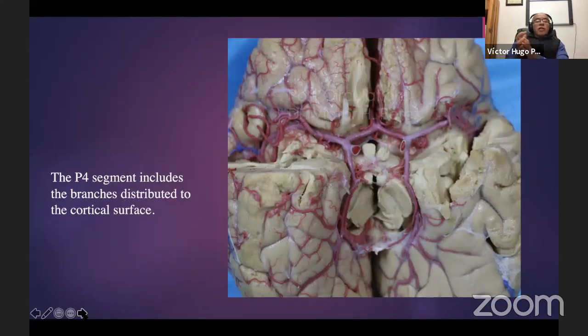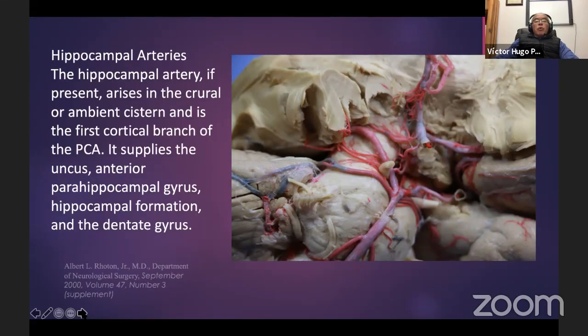The P4 segment includes the branches distributed to the cortical surface. Like in this case, we have here the middle temporal artery, posterior temporal artery, and the calcarine artery. Hippocampal arteries, when they are present, arise in the crural or ambient cistern, and is the first cortical branch of the posterior cerebral artery. It supplies the uncus, anterior parahippocampal gyrus, the hippocampal formation and the dentate gyrus.